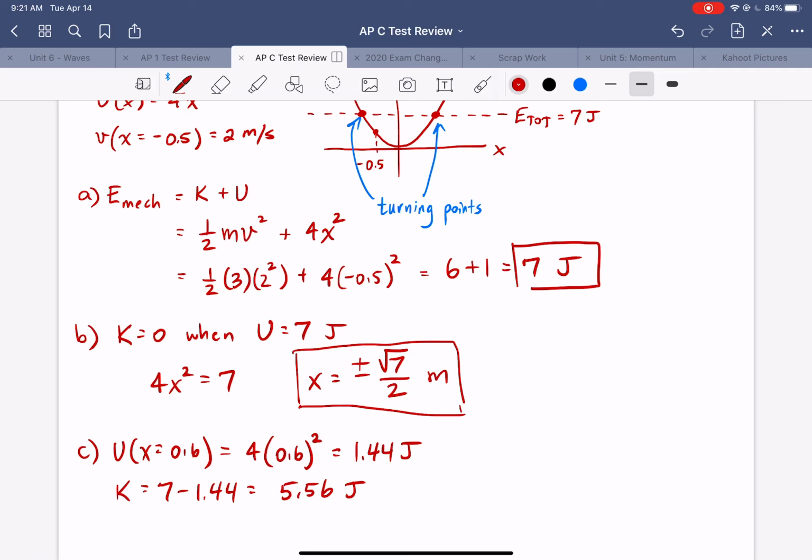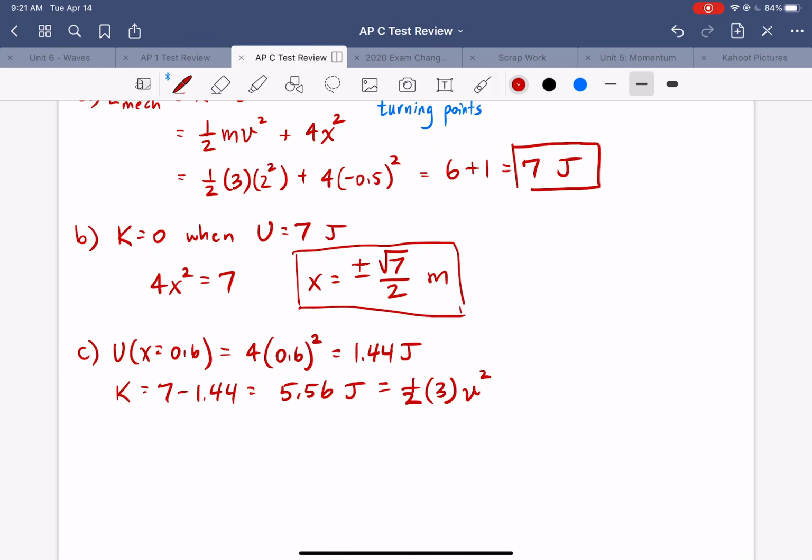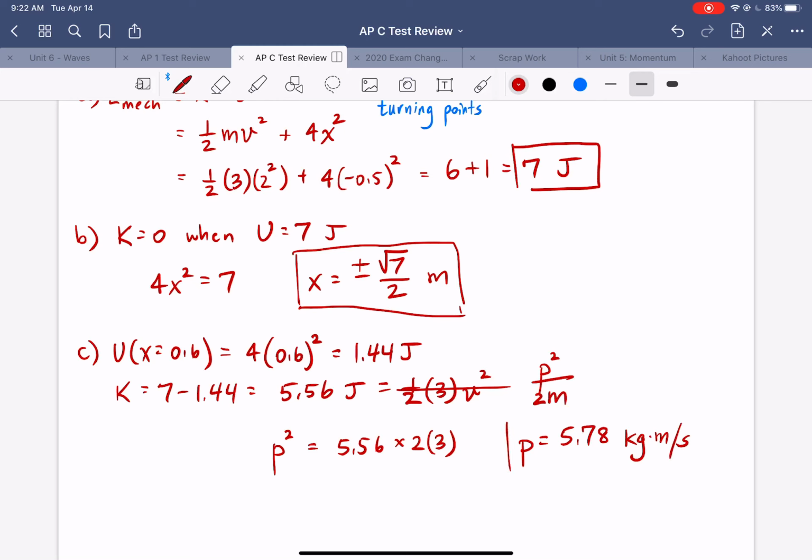Okay, so we can set this equal to the formula for kinetic energy, 1/2 mass times velocity squared, and then we can solve for the velocity and then find the momentum. Or if we want to take a slight shortcut, remember kinetic energy is also momentum squared over 2 times the mass. So the momentum squared will be 5.56 times 2 times the mass. So either way you solve it, the momentum should come out to be about 5.78, and the units, kilogram meters per second.